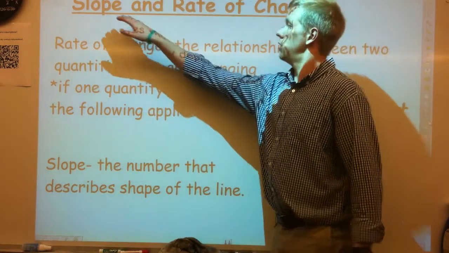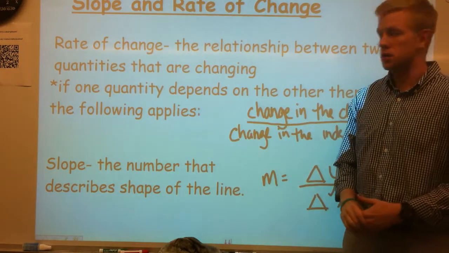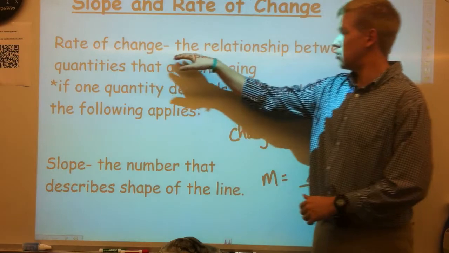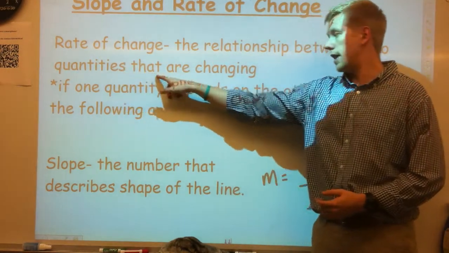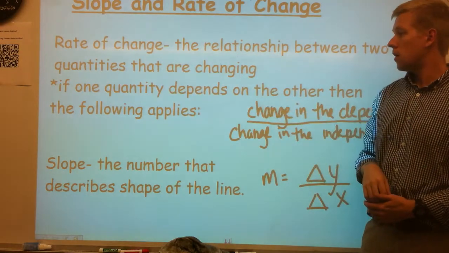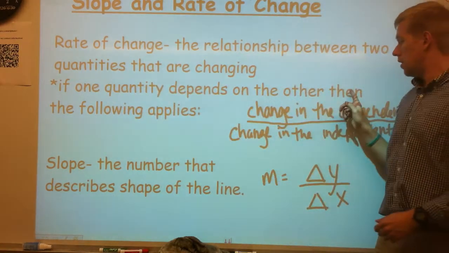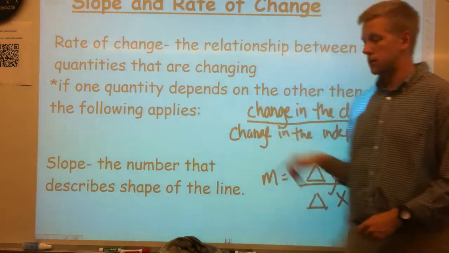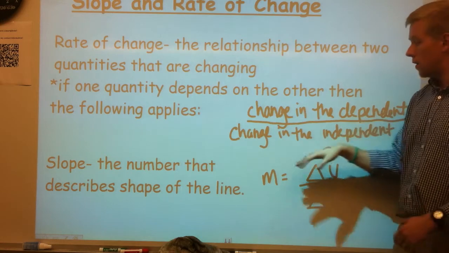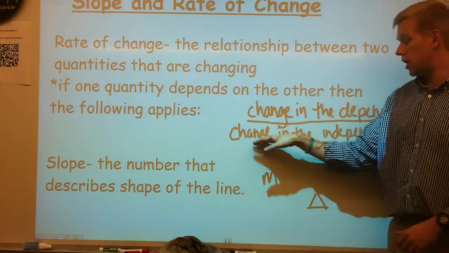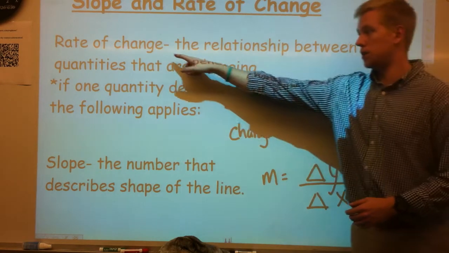Okay, we're going to talk about slope and rate of change, both dealing with real-world situations. Rate of change is the relationship between two quantities or things that are changing. If one quantity depends on the other, then the following applies. We can take the change in the dependent quantity and divide it by the change in the independent quantity. That's how we can find our rate of change.